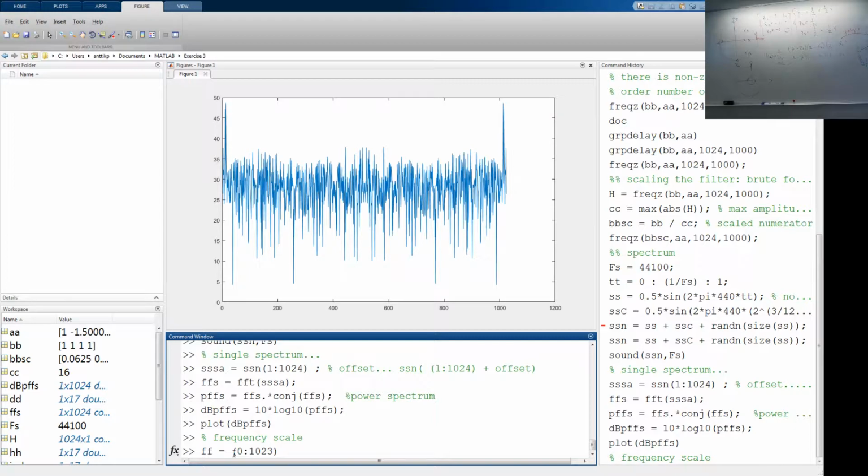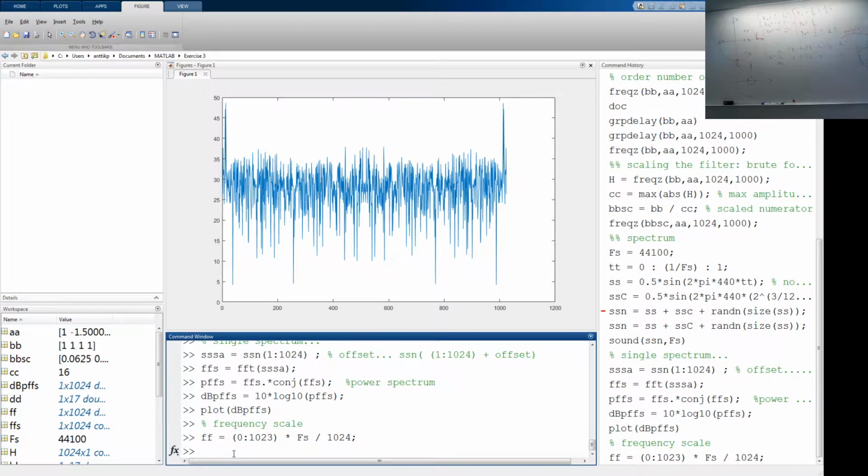All right, and then the frequency resolution times something, right? Sampling rate divided by 1024. So it's just linear scale.